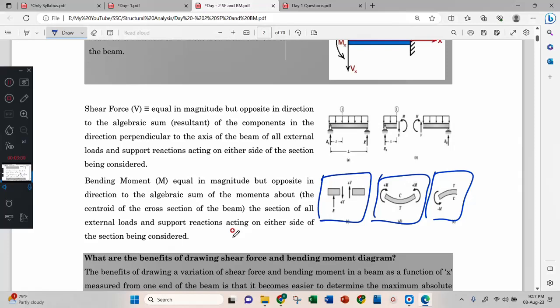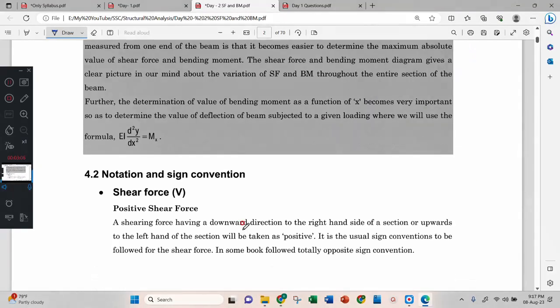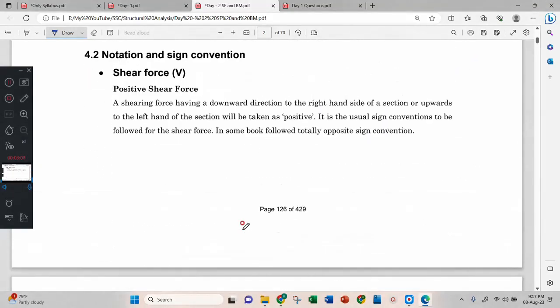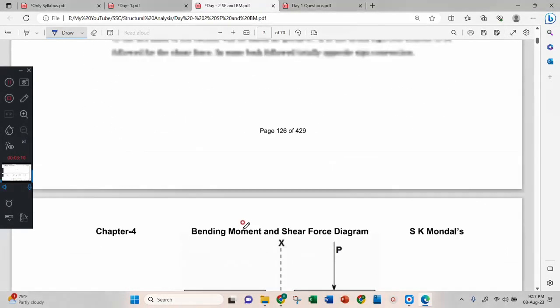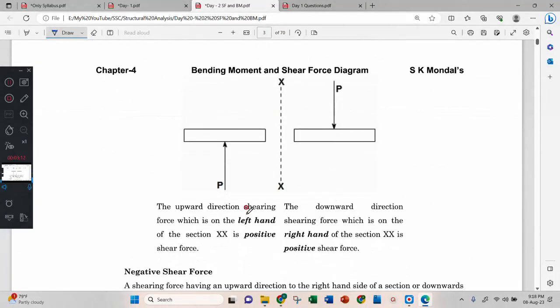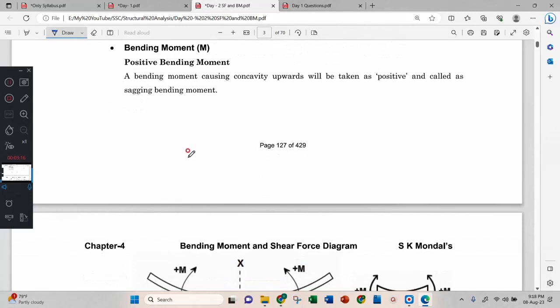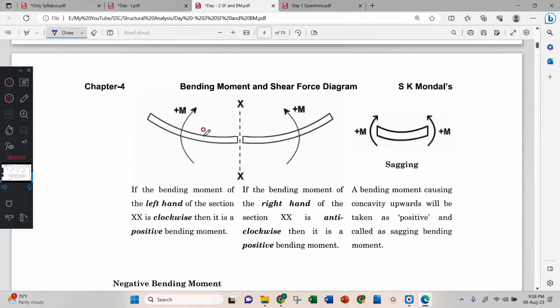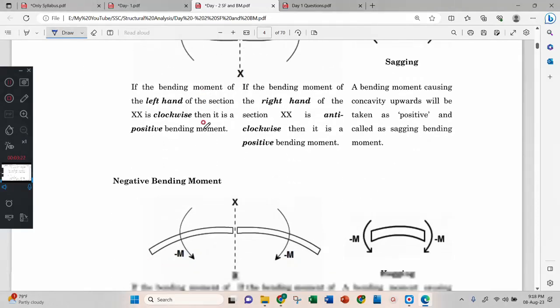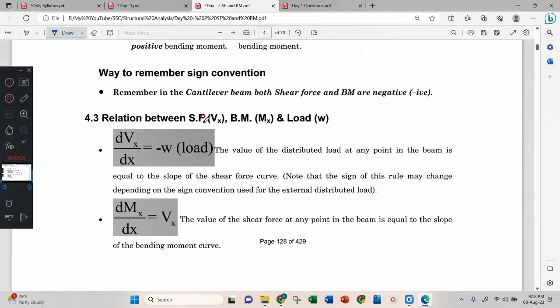Okay. Here we discussed the sign conventions for shear force and bending moment. We already discussed; you can read this document. After that, the shear force definition is given here, and again the sign conventions are explained very neatly. For bending moment, positive bending moment and negative bending moment are explained. And this is a negative bending moment. You can read this one.